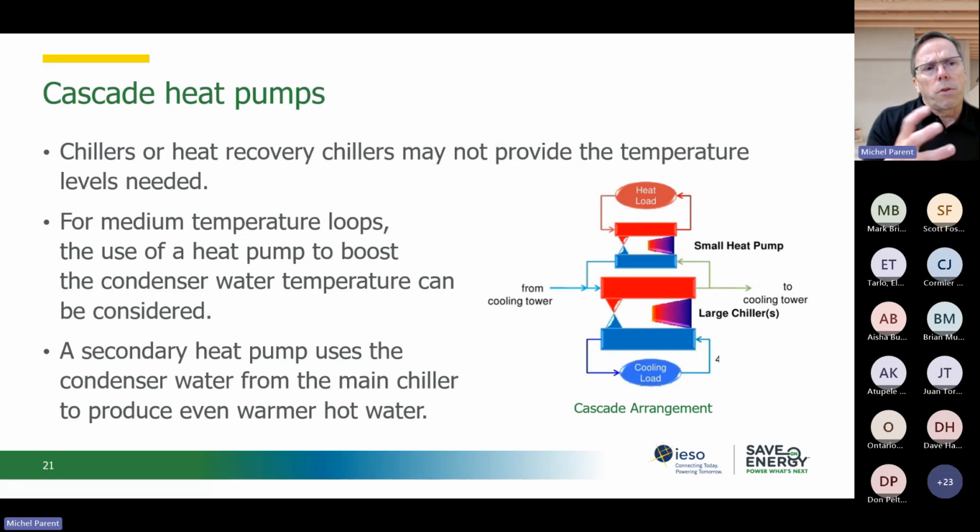So then you have to go to a more complex system. I've seen a few of those. They're not very common yet. It's a cascade heat pump. So you'll have your standard chiller. So you've got your standard chiller that's right here.